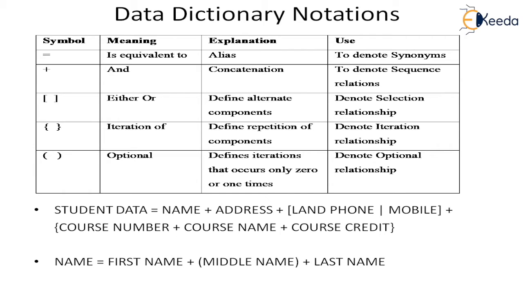The student data. The student data is equivalent, so this is aliasing here, is equivalent to this. So this is its structure. It is one name concatenated with address, concatenated with, see this symbol, landline or mobile. So this is within the bracket, either-or. So either this or this. Then it is again concatenated with course number, course name and course credit. Here all the three are mandatory fields, but here it is either this or that.